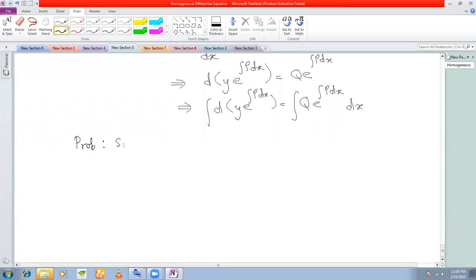Problem solve. Let us take a very simple example to start with. Okay, let us say this. Solve y dash plus 2y is equal to 4x. We want to solve this. Okay, now what does y dash mean? What does y dash mean?